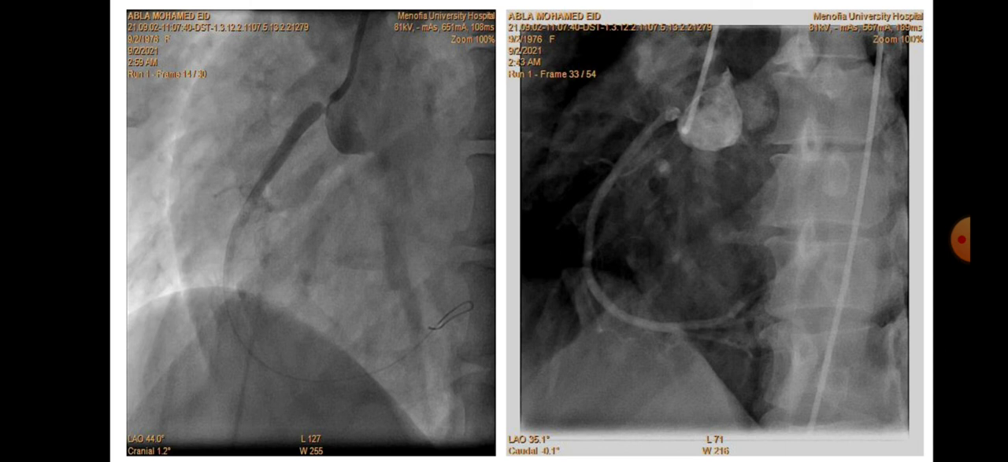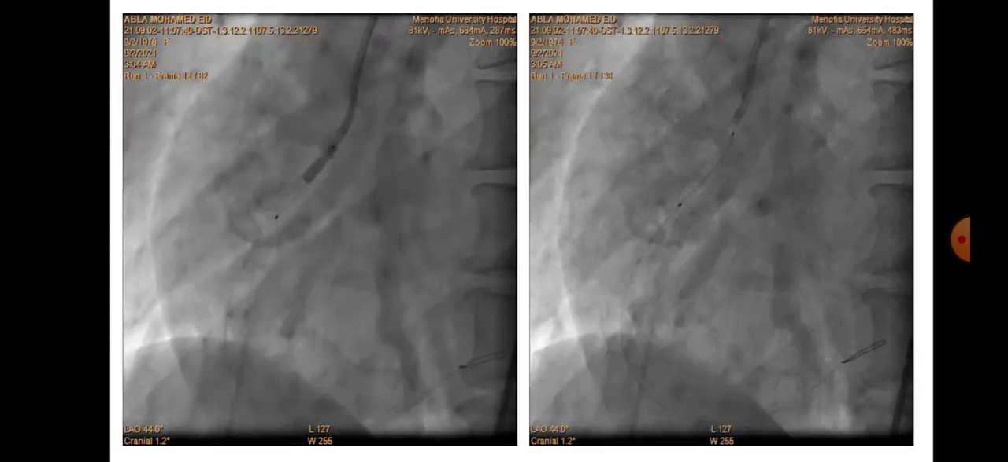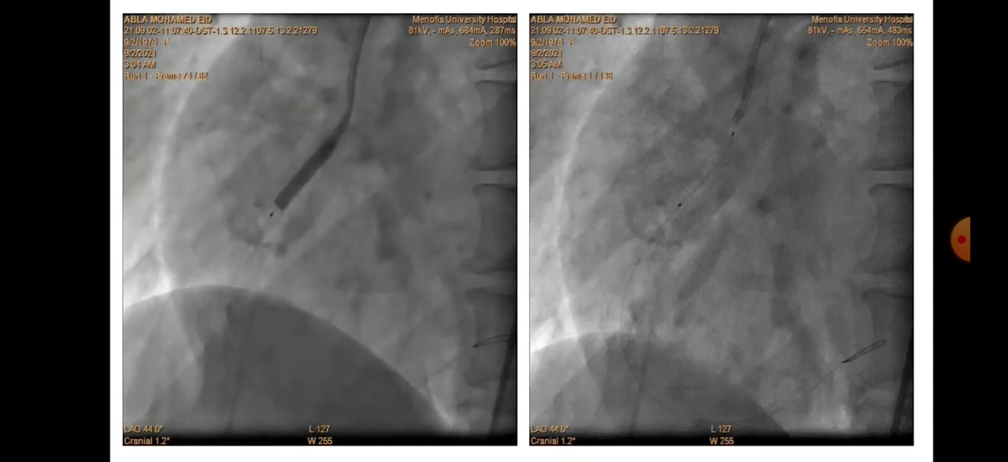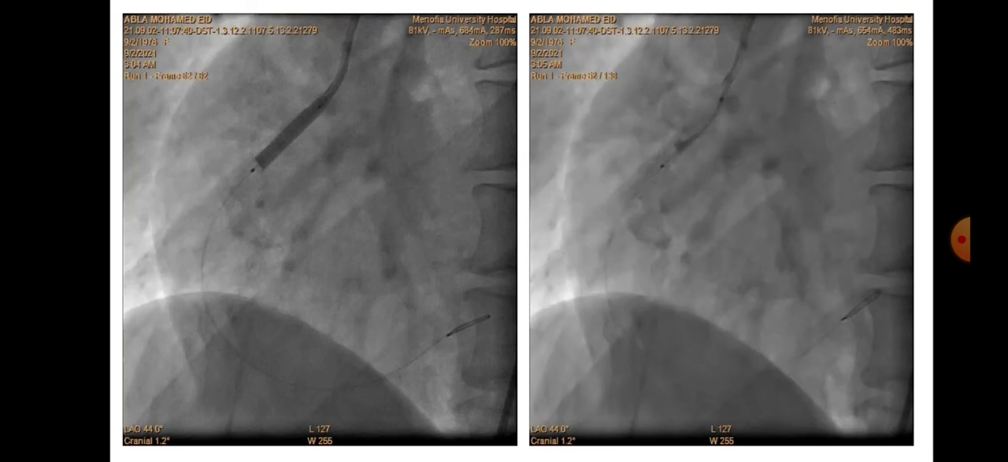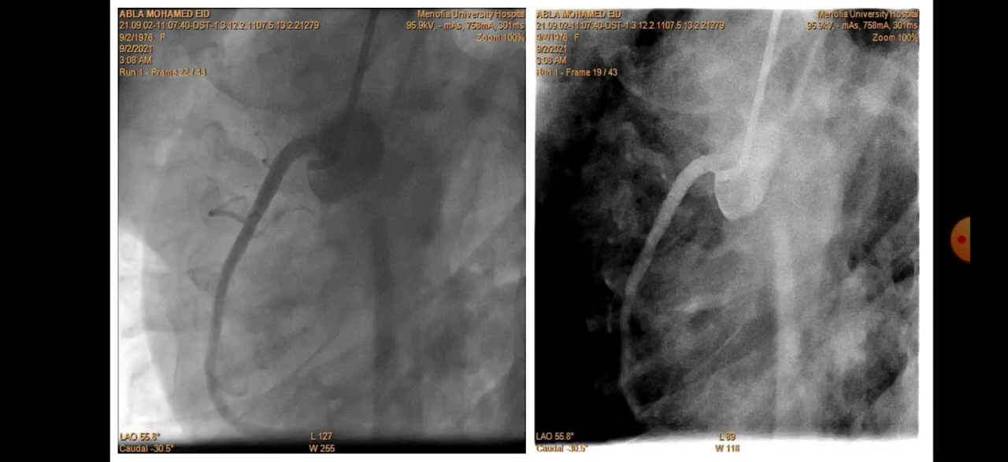Then I went back to the regular angiography, and frame by frame I found this ostial lesion, and then I did the stenting with flaring of the edge of the stent. And as you see here, there is a good position of the stent with a good flaring of the ostium.